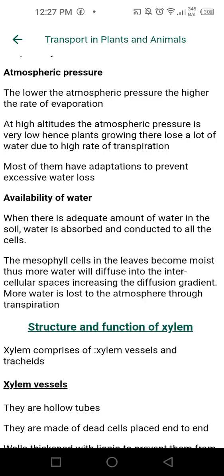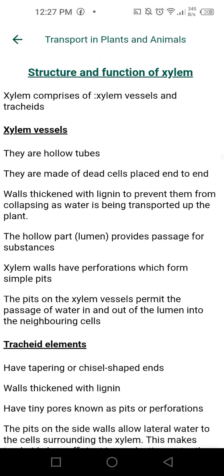Structure and function of xylem. Xylem comprises xylem vessels and tracheids. Xylem vessels are hollow tubes. They are made of dead cells placed end to end. Walls thickened with lignin prevent them from collapsing as water is being transported up the plant. The hollow part, lumen, provides passage for substances.